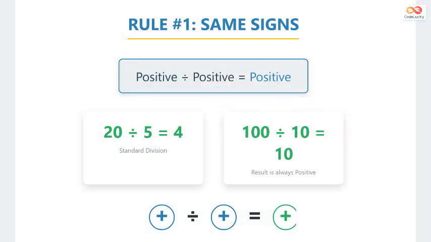The first rule is very straightforward. If both the dividend and the divisor have the same sign, the result is always positive. For example, 20 divided by 5 equals 4. Since both 20 and 5 are positive, the answer is positive. 100 divided by 10 equals 10. This is the standard division you have always known.